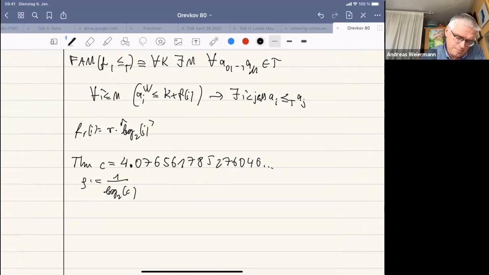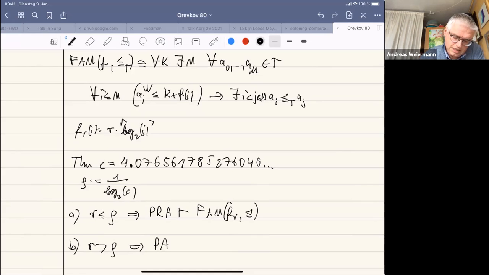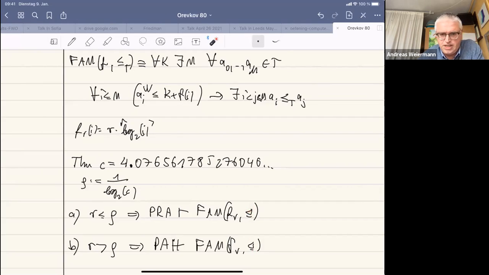And then one has: A, if r is less than or equal to rho, then PRA does prove FAM with respect to f_r and this relation. And B, if r is bigger than rho, then PA does not prove this assertion. So this number rho is the threshold for provability in this context. Now this threshold changes when you go from this relation to the other relations. Actually, this is not yet determined. I don't know yet, but this is a future project.